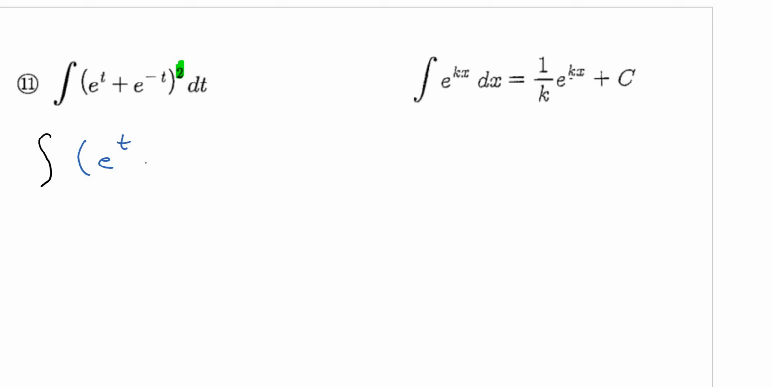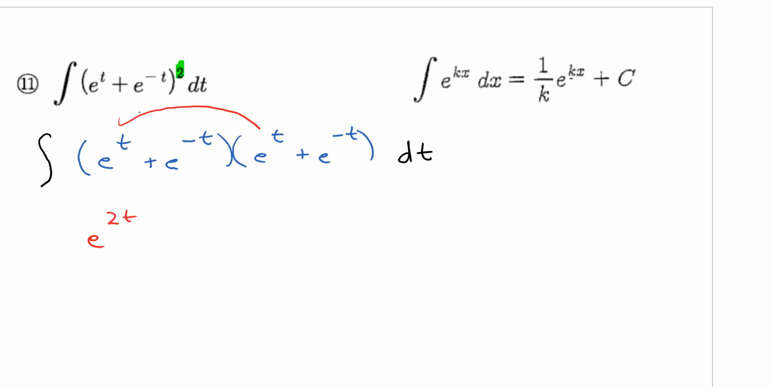So this e to the t plus e to the negative t times e to the t plus e to the negative t. And then I need a dt at the very end. And then after that, we can start foiling this out. So e to the t times e to the t is e to the 2t. And e to the t times that is going to be, well, let's just do this on the side here. It's going to be e to the t times e to the negative t, which is e to the power of t minus t, which is just e to the 0, and e to the 0 is just 1.